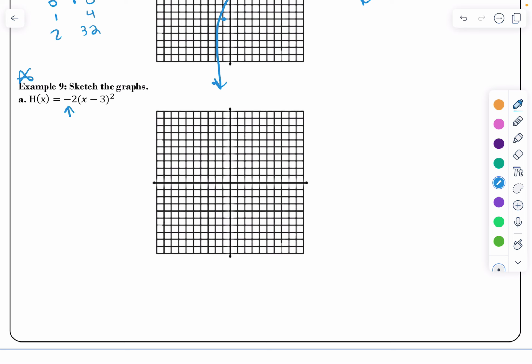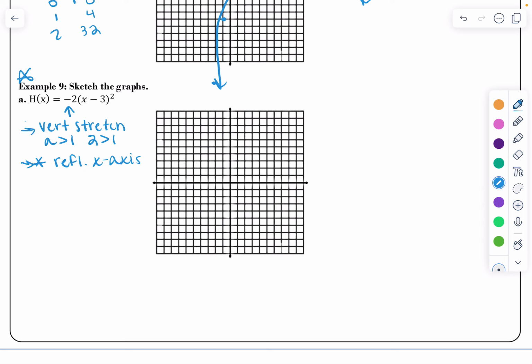We have a vertical stretch because the value of A is greater than 1 because it's 2. 2 is greater than 1. So it's a vertical stretch. But we also have a reflection on the x-axis. Okay? And then last but not least, that's the first one.